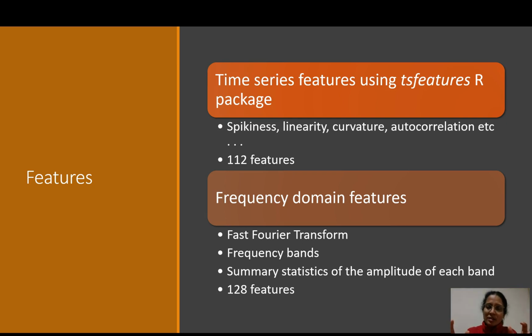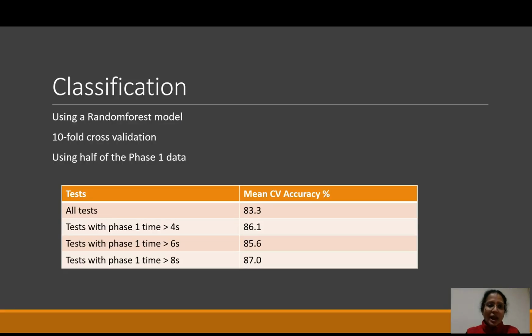So we divided the frequency spectrum into 4 frequency bands, and then for each frequency band we computed summary statistics of the amplitude of that particular band. So from the frequency domain we had 128 features. And then we fed these features to a random forest model, and we used tenfold cross-validation.